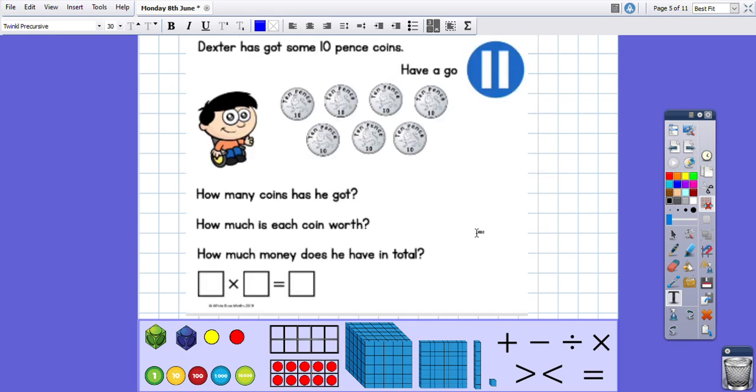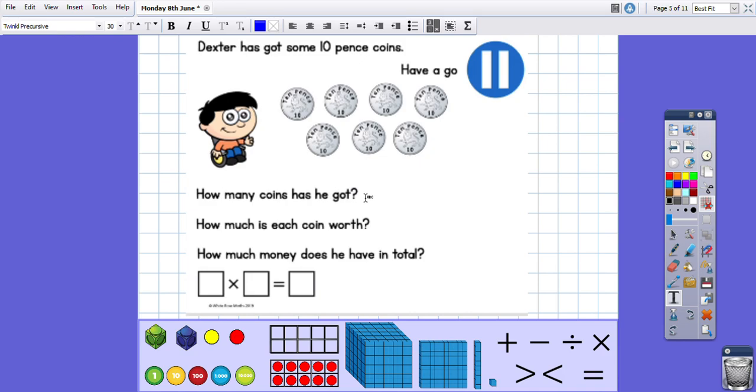Okay, Dexter has got some 10p coins. How many coins has he got? How much is each coin worth? And how much money does he have in total? Again, pause the video, have a go yourself.